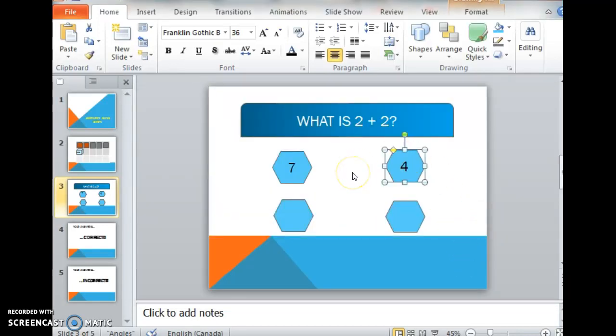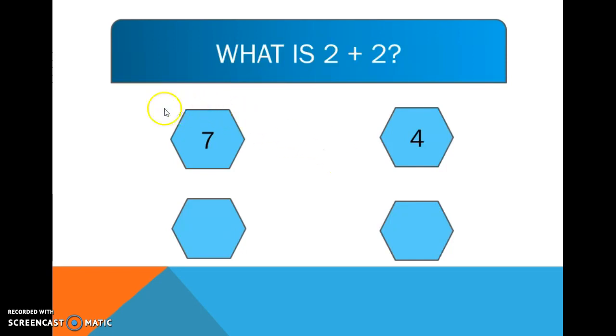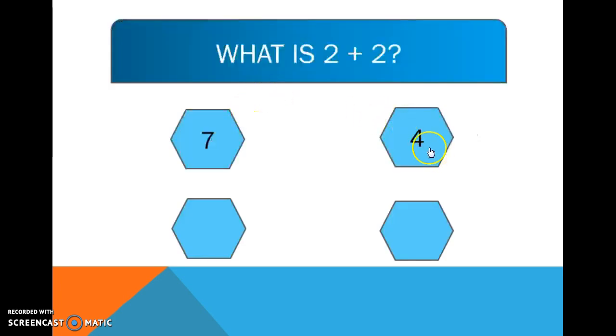And now if I run this, I'm going to hit F5. Okay, I have my opening slide, and so on. Here's my first question. If I click here, it should take me to incorrect. There you go. If I click here, it's going to take me to correct.